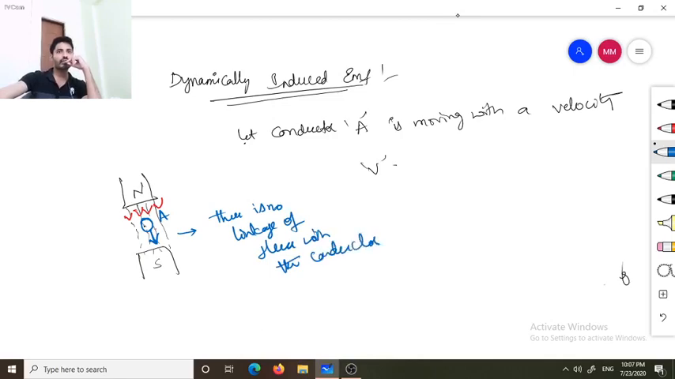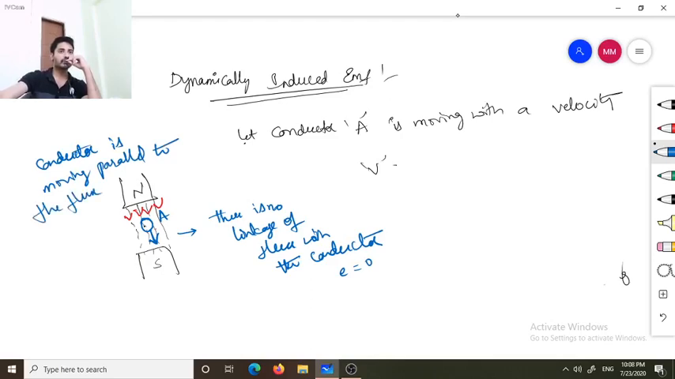So when there is no flux linkage, EMF is 0. This is from the second law: the magnitude of induced EMF is directly proportional to the rate of change of flux linkage. Here there is no rate of change of flux linkage, because the conductor is moving parallel to the lines of force. In this case, the conductor is moving parallel to the flux.